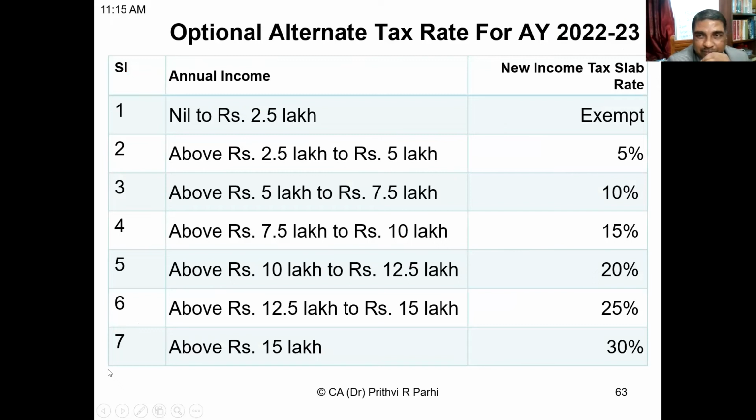Now, if you see this new tax rate slab, this is the slab. Are you getting it? Up to 2.5 lakh exempt. In the earlier scheme also that was exempt. For 2.5 lakh to 5 lakh, in the earlier scheme it was 5%, here also 5%. But after that 5 lakh, it was jumping to 20%. Is it not? Tax rate in the old regime was 20%. But here you see 5 lakh to 7.5 lakh is 10%. 7.5 lakh to 10 lakh is 15%.